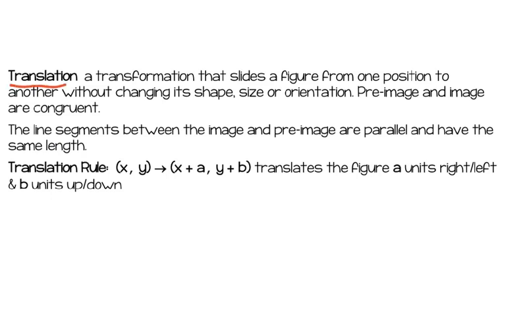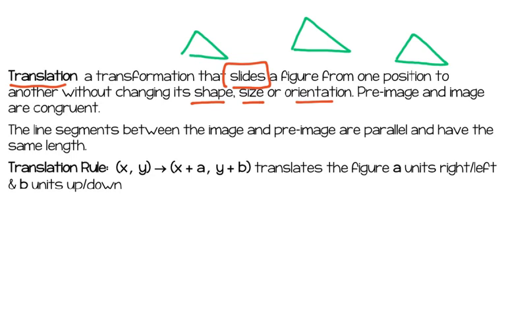So a translation is also known as a slide. Sometimes when people say a slide, it just means you're shifting something around. It slides a figure from one position to another. It does not change the size, shape, or orientation. So orientation means it's not going to be turned a different way. So if you have a figure like this and you slide it, it's going to be exactly the same figure. It's not going to be turned or flipped or anything else. It's going to be the same size, shape, everything. So congruent figures. The pre-image and the image of that will be congruent.